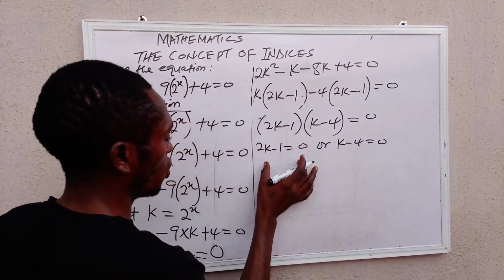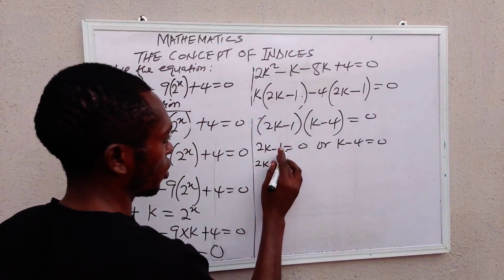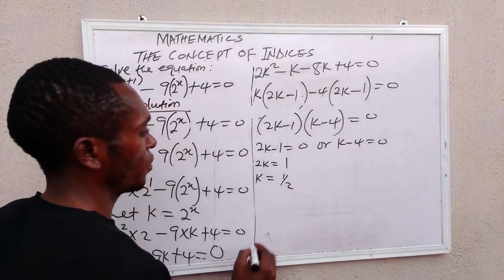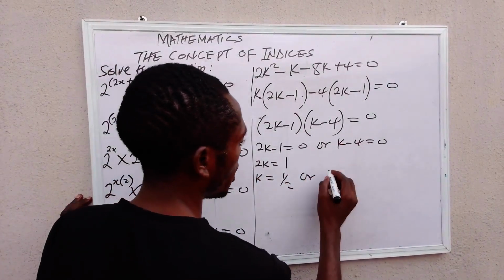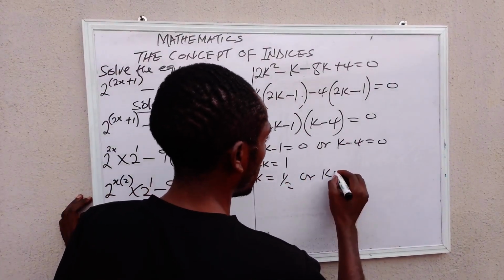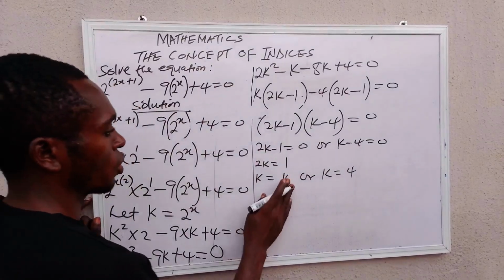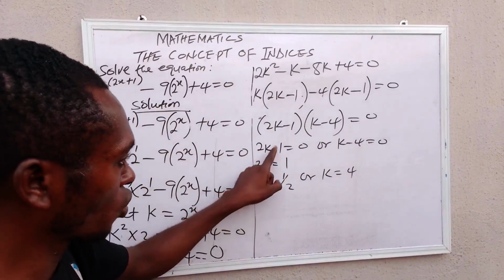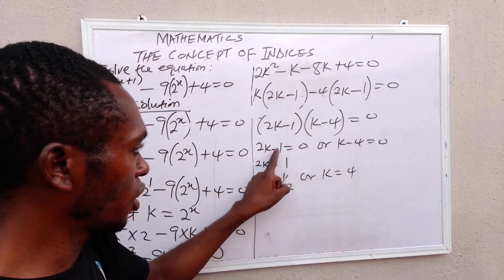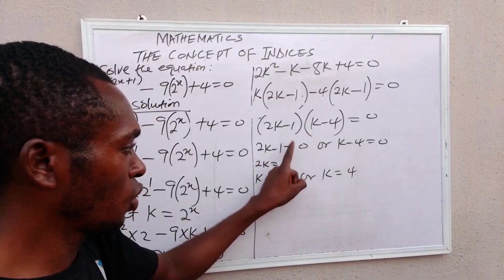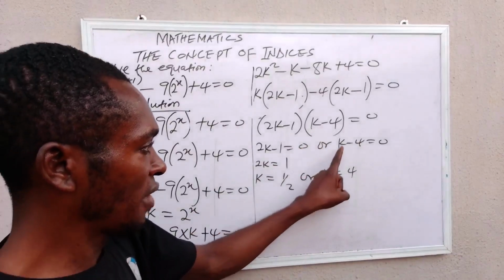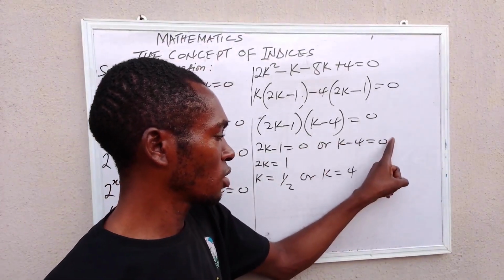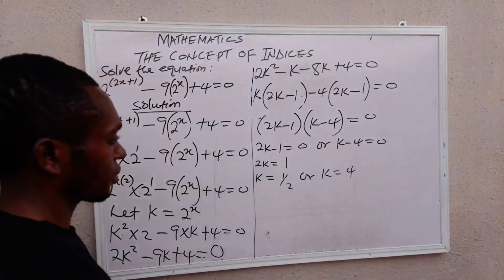So this one alone will give us 2k is equals to, if you collect like terms, it becomes 1. So k here is going to be 1 over 2. Or this one here, you have k here, this 4 goes to that side, it becomes plus 4. This 2k minus 1 goes to this side, it becomes 0 plus 1. 0 plus 1 is still 1. Or you have k, and then this comes here, 0 plus 4 becomes still 4. So that's what we have.